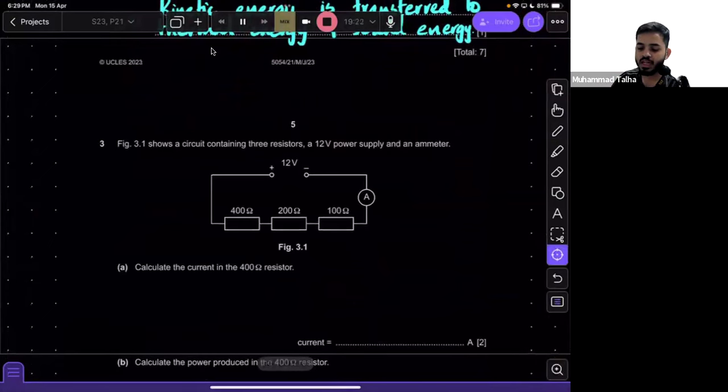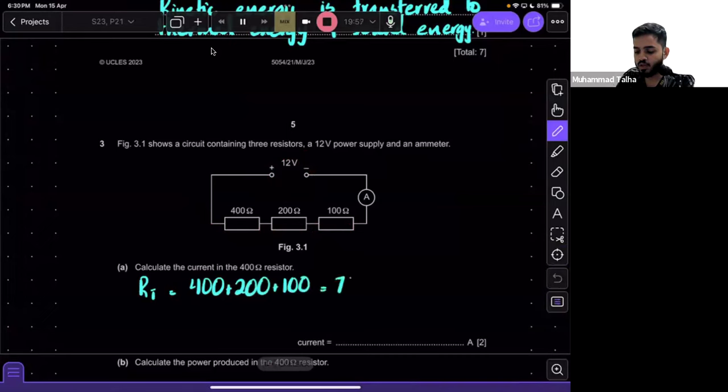Question number 3, a circuit containing 3 resistors, a 12-volt power supply, and an ammeter is shown. Calculate the current in the 400 ohms resistor. Now you can see that this voltage source is in series with all of these resistors, the 400, the 200, and the 100. So the current through the entire circuit is going to be the current through the 400 ohm resistor as well. So first off, let's just calculate the total series resistance, which I know is just going to be the sum of all of these, which is 700 ohms.